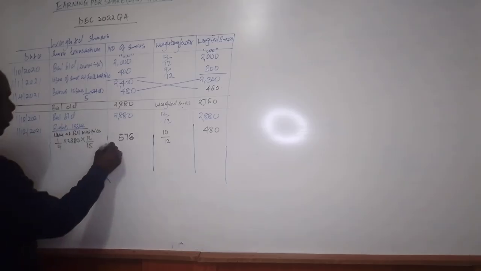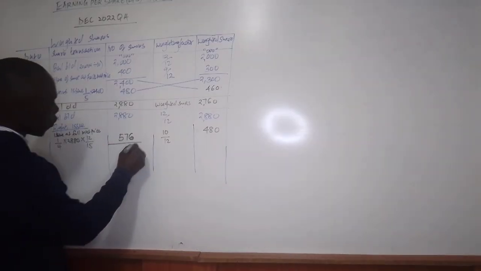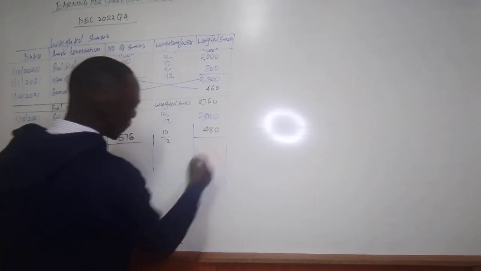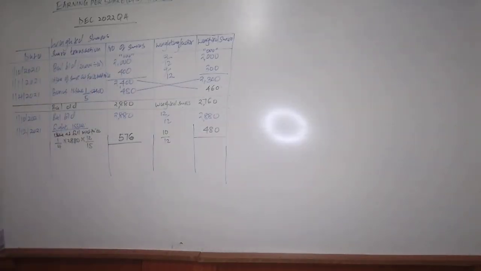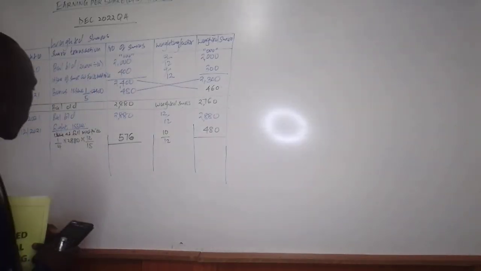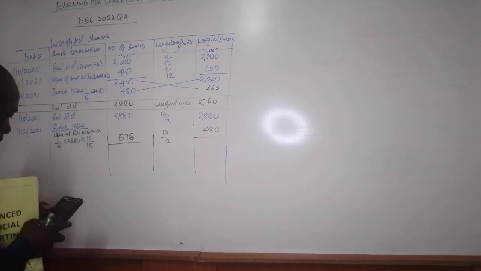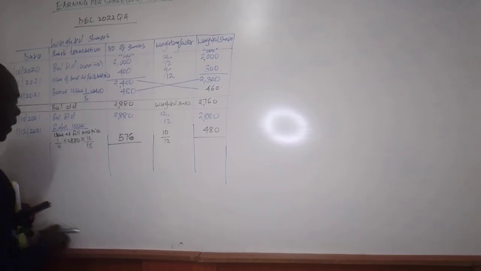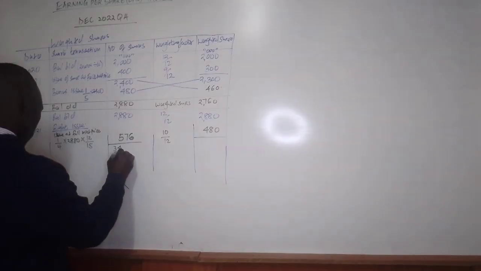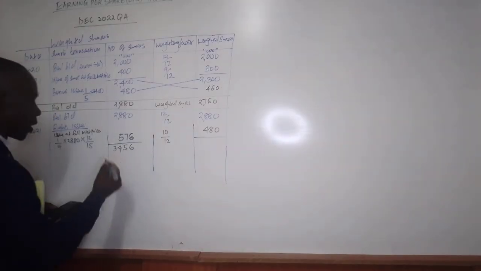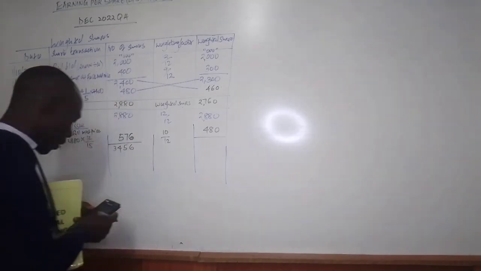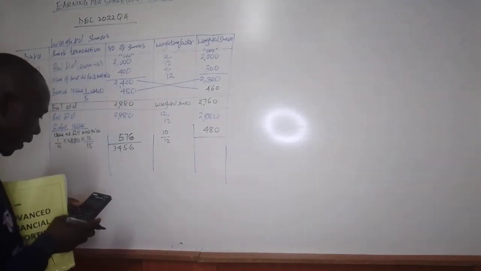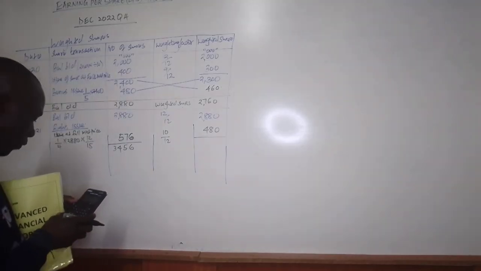Then once you get the issue at full market price, you get the total. Let us sum them up. It will be 2880 plus 576, which will give us 3456. Then also we sum up here. It will be 2880, then plus 480.